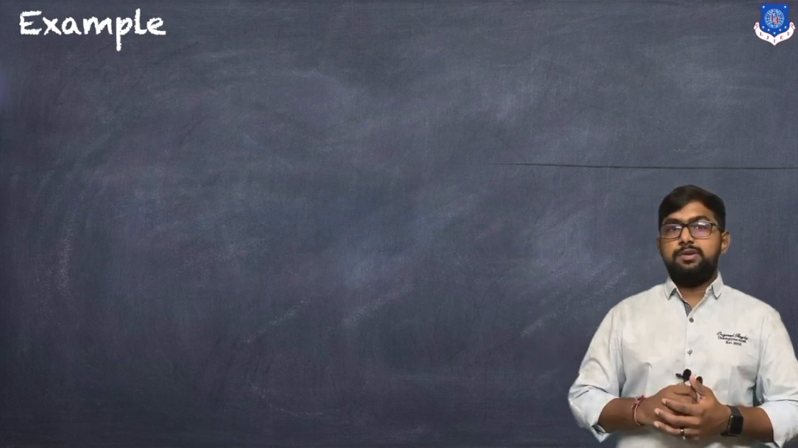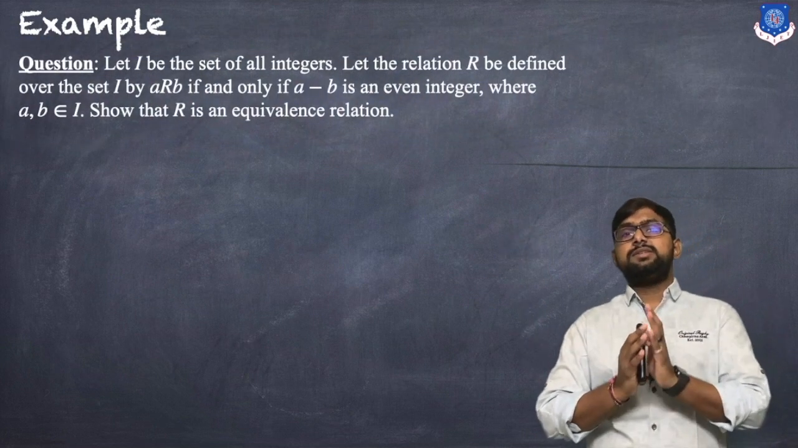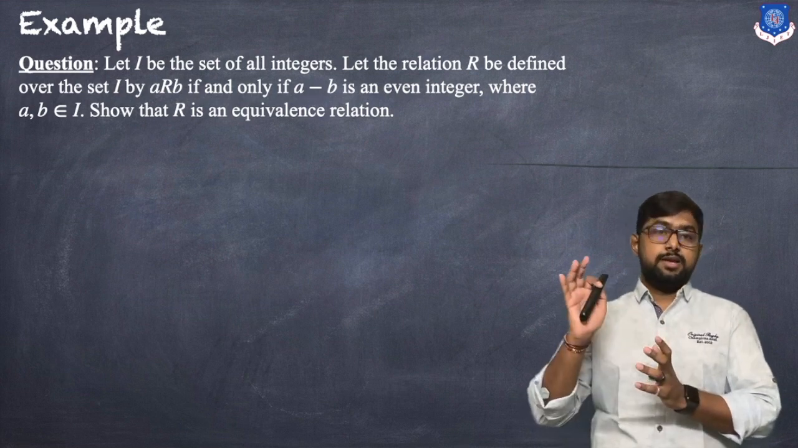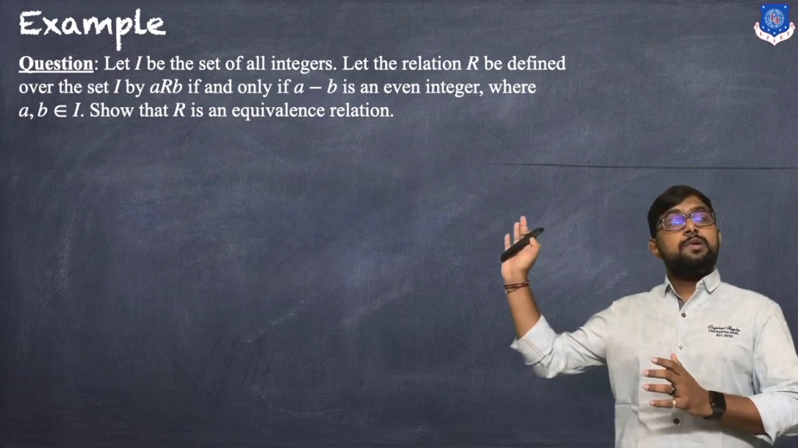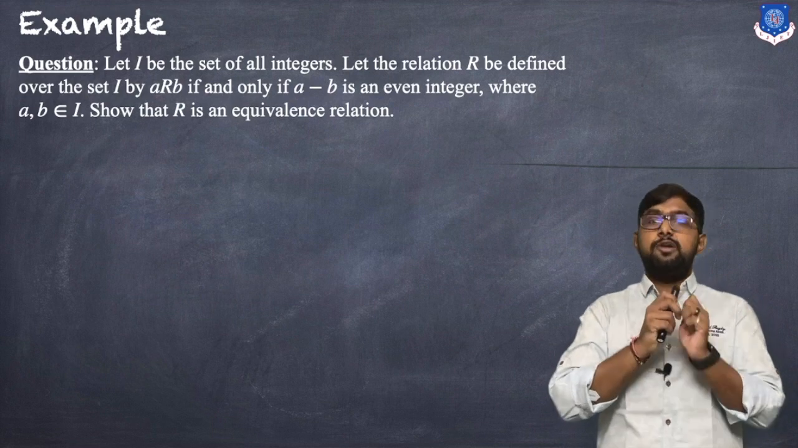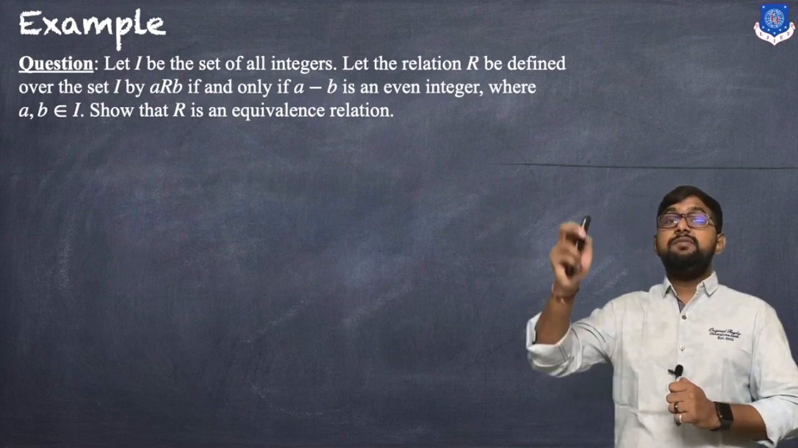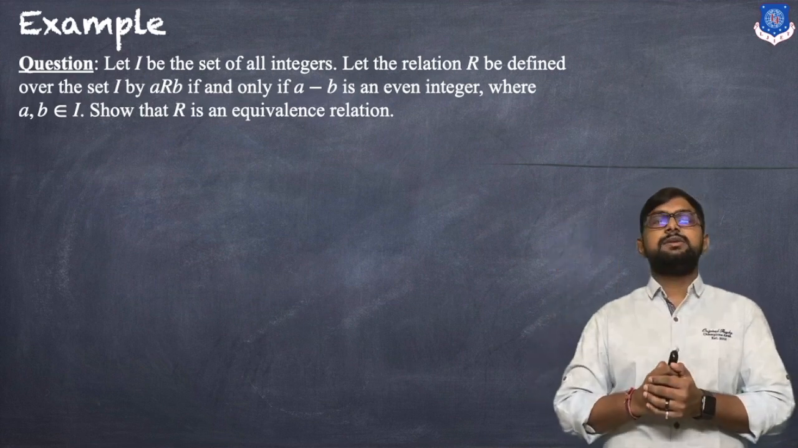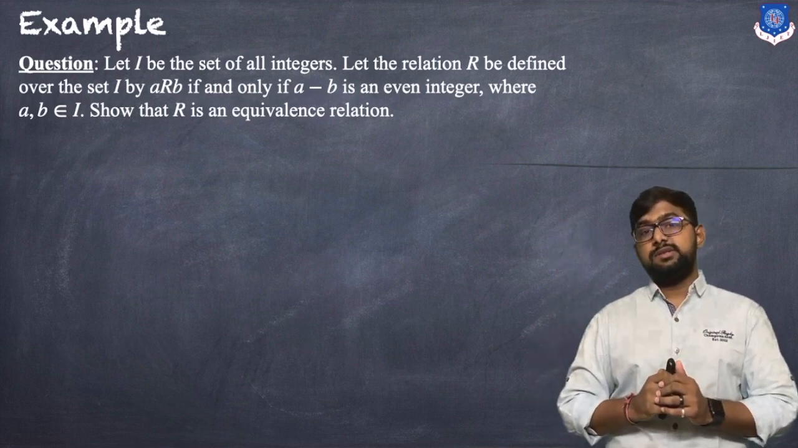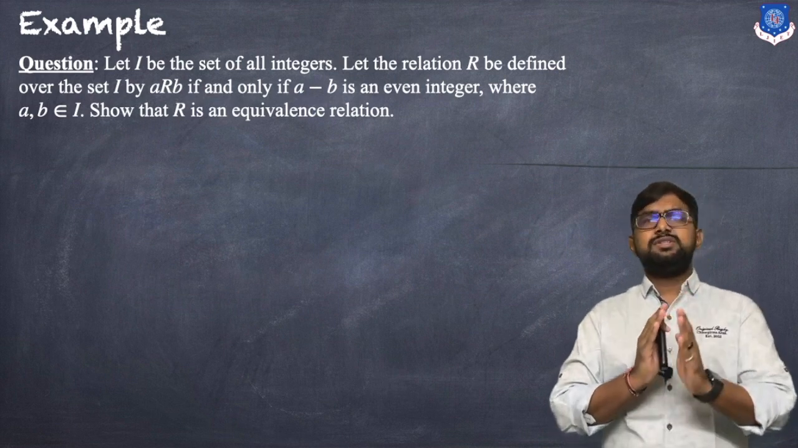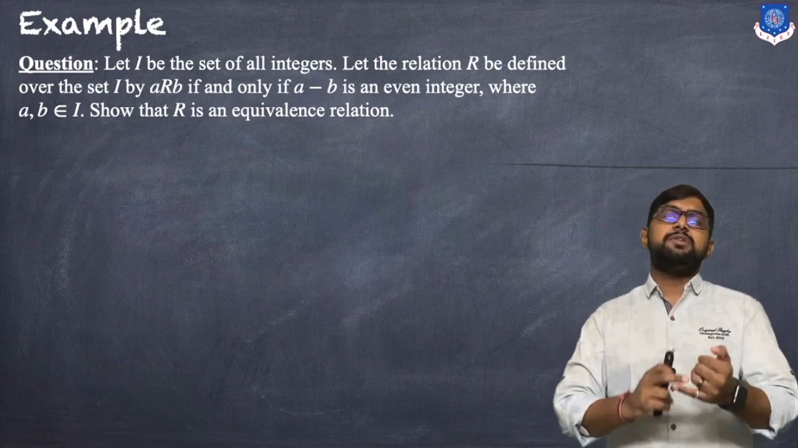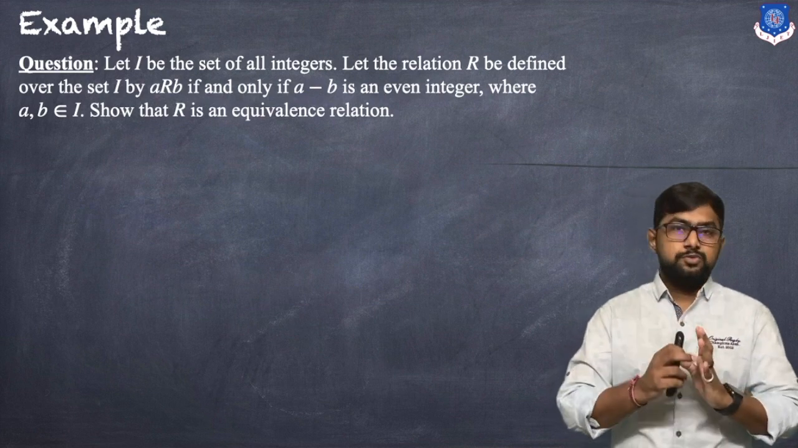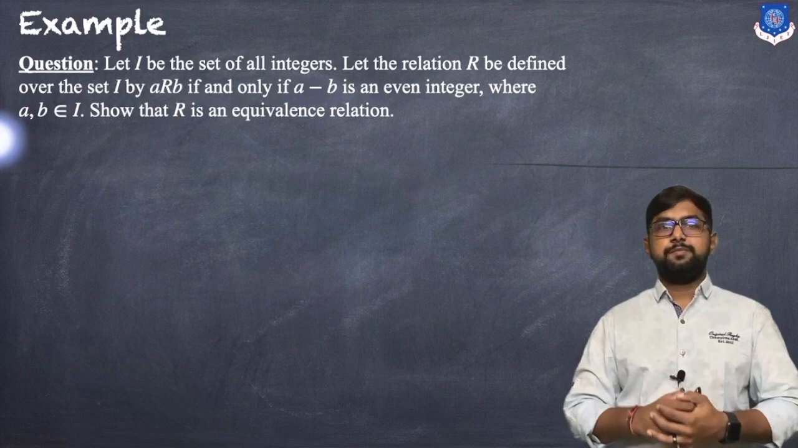Now let us take an example. Let I be the set of all integers. Let R be defined over the set I by a is related to b if and only if a minus b is an even integer, where a, b belong to I, the set of all integers. Then show that it is an equivalence relation. All we need to do is check all those 3 properties. That means it has to be reflexive, symmetric and transitive. Then we are through, and it is an equivalence relation.